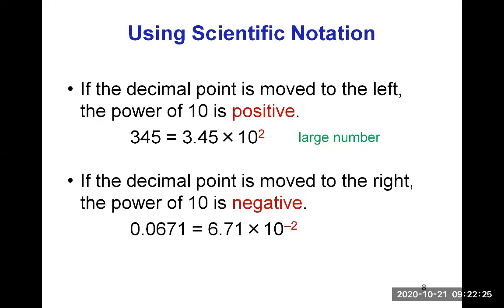And if the decimal point is moved to the right, the power of 10 is negative. But again, what I recommend remembering is that, for a small number like 0.0671, you will move the decimal point to the right 2 places, between the 0 and 6, and then between the 6 and 7. So you will have 6.71, because that's your number between 1 and 10, multiplied by 10 to the negative 2. This time the power is negative 2, because you moved 2 places to the right. But what you want to remember is that you started with a small number, so you want a negative exponent. Please remember, negative exponent, small number, positive exponent, large numbers.